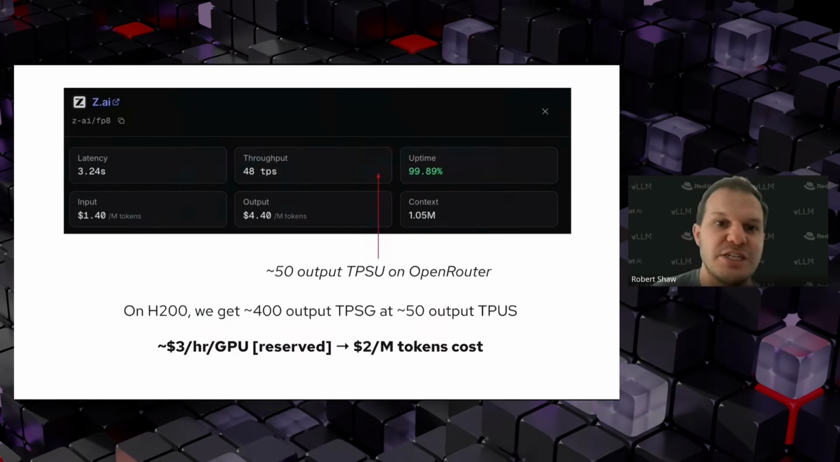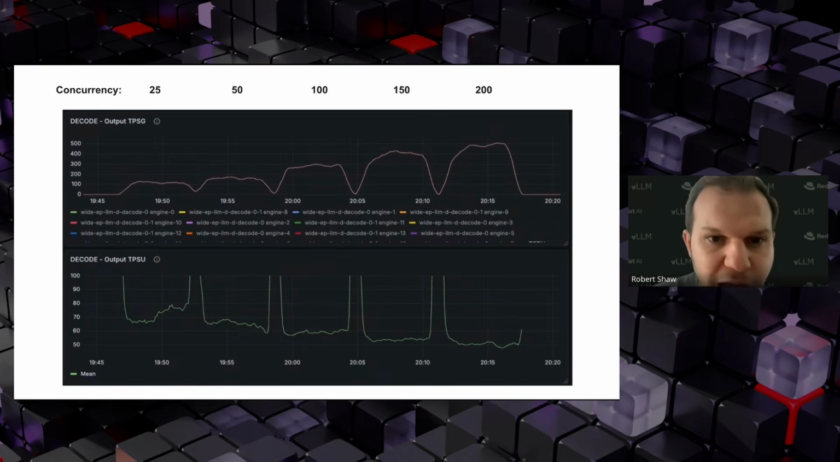So we go from 75 tokens per second per user down to like 50 tokens per second per user as the concurrency increases. For comparison, I went on to OpenRouter, and they have some really great stats about what latency various providers have. For instance, Z.AI running this same GLM 5.2 model is getting about 50 output tokens per second per user on OpenRouter, and it costs $4.40 per million tokens. On this setup, at 50 tokens per second per user, so let's say this is like 55, we're getting around 400 tokens per second per GPU.